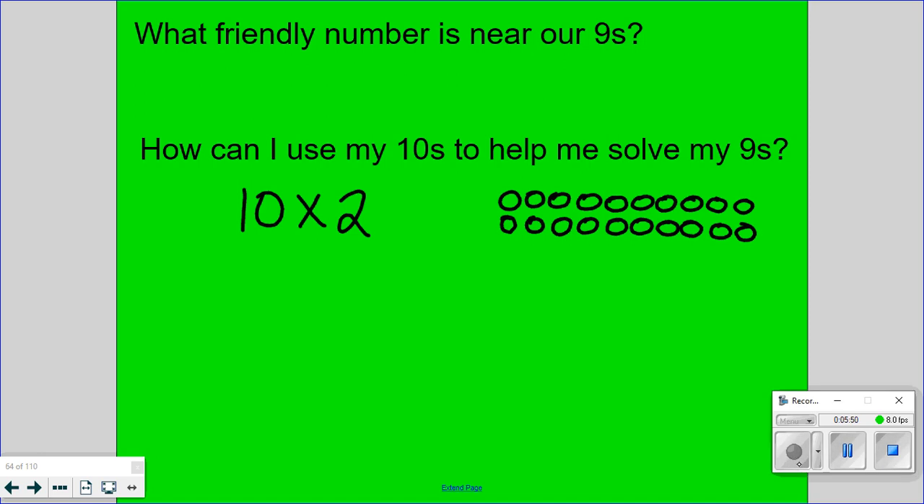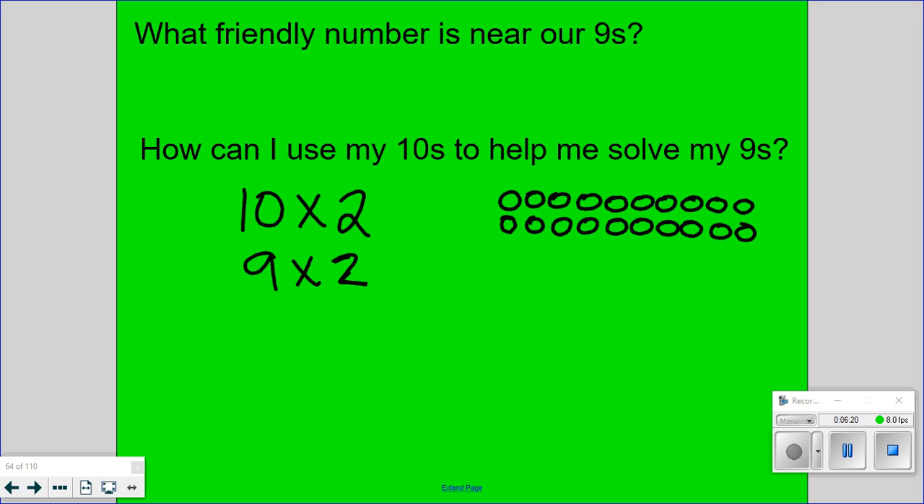So far, so good? But say I don't actually want to know 10 groups of 2. I actually want to go to 9 groups of 2. How could I change that? Right now I have 10 groups of 2, but what I want is 9 groups of 2. How am I going to change my array?